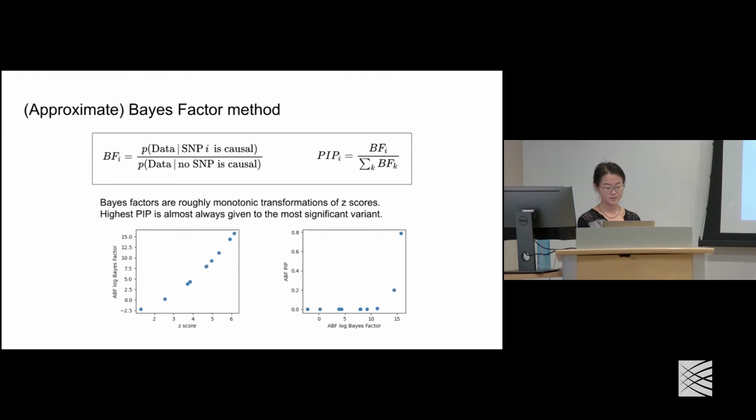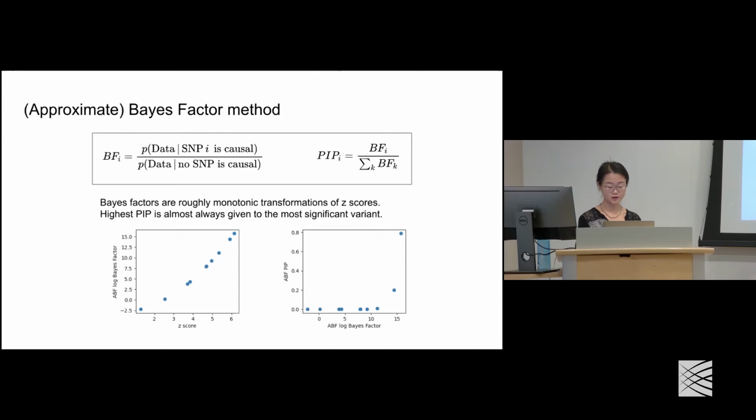Okay, so some properties of Bayes factors and PIPs obtained this way. The first property is that the Bayes factors are roughly monotonic transformations of z-scores. That means it does not change the ordering of the z-scores. The highest z-score will get the highest Bayes factor. If your SNP has the lowest z-score, it will get the lowest Bayes factor. I simulated a range of effect sizes in this locus so that you can see a range of z-scores over here. And you can see if I just compute the Bayes factor using a pretty simple formula and change it to log scale, this is monotonic.